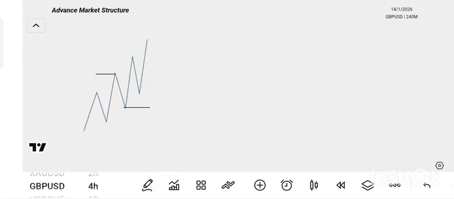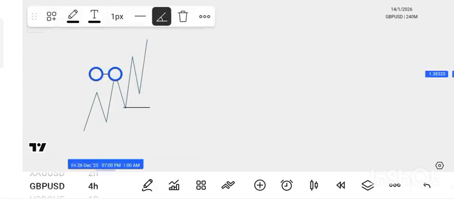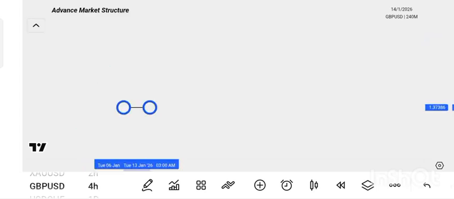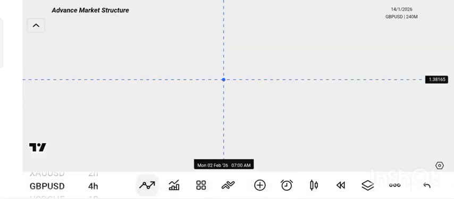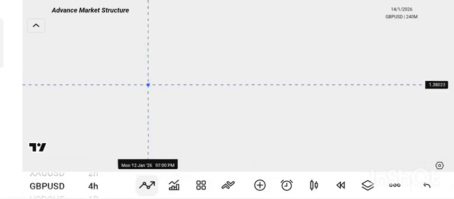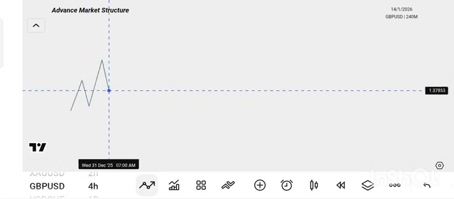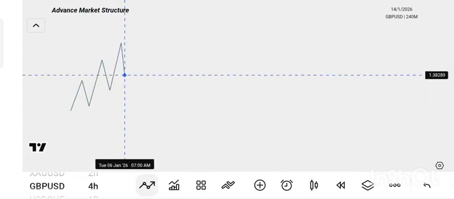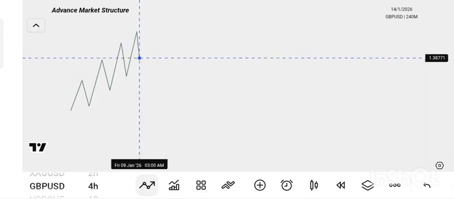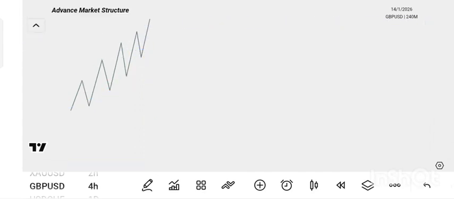Alright, so this session we are going to be talking about how to identify whether price is continuing in the direction or reversing or changing direction. In an advanced structure, I will show you the difference between a basic structure and an advanced structure. Let's say this is a basic structure: higher highs, higher lows, higher highs, higher lows, higher high. So this is how a basic structure is.